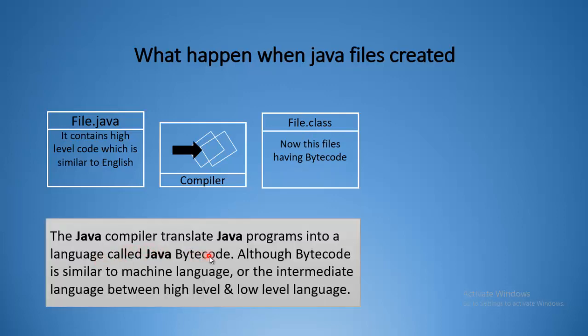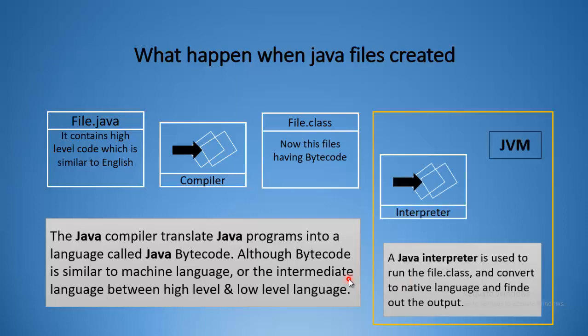The Java compiler translates Java programs into a language called Java bytecode. Bytecode is similar to machine code, an intermediate language between high level and low level. When we compile a Java file, a new file.class is created. That is a bytecode, a binary code, similar to machine code. What is the JVM? It is the intermediate language between high level and low level. What does the interpreter do? It interprets. A Java interpreter is used to run the file.class.